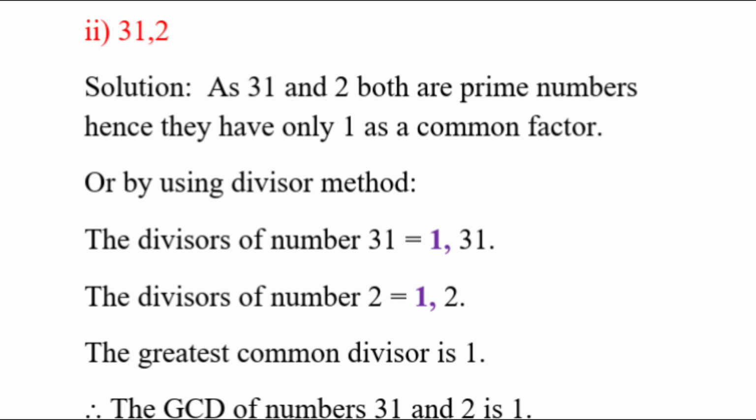Now the second question, second example, 31 and 2. Already 31 and 2 are prime numbers, so they will have only 1 as their common factor. Hence the GCD of 31 and 2 will be 1. Or you can do it by divisor method by listing their divisors. So in that short list also we will find 1 as the common divisor and the greatest one. So the GCD of these two prime numbers, 31 and 2, is 1.